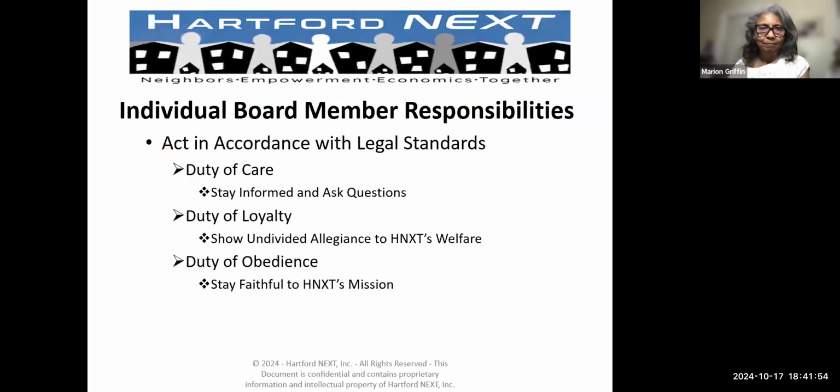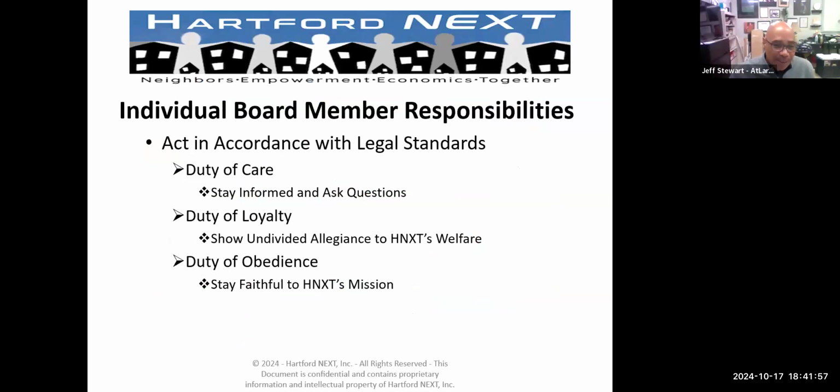Yes. Okay. So individual board members' responsibilities, everybody can hear me, hopefully. It's spelled out right there. We act in accordance with the legal standards. We have a duty of care, duty of loyalty, and duty of obedience. Staying faithful to Hartford Next mission. Next slide.